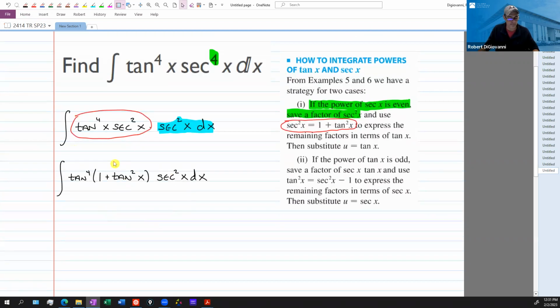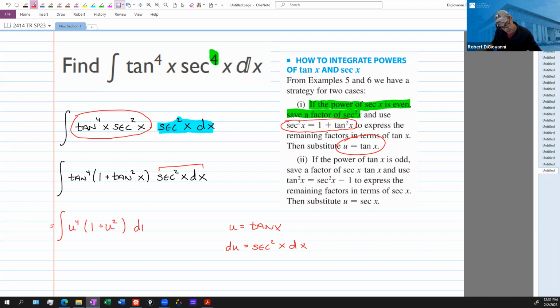Any questions on that? All right, u is equal to tangent. It says it here, in case you don't want to have to think too much about it, it says what to do. But I'm doing it more of like, hey, I know that this is the derivative of something, therefore the something needs to be tangent. And now I just rewrite everything. So I've got u to the fourth, 1 plus u squared. And then secant squared x dx is just du.